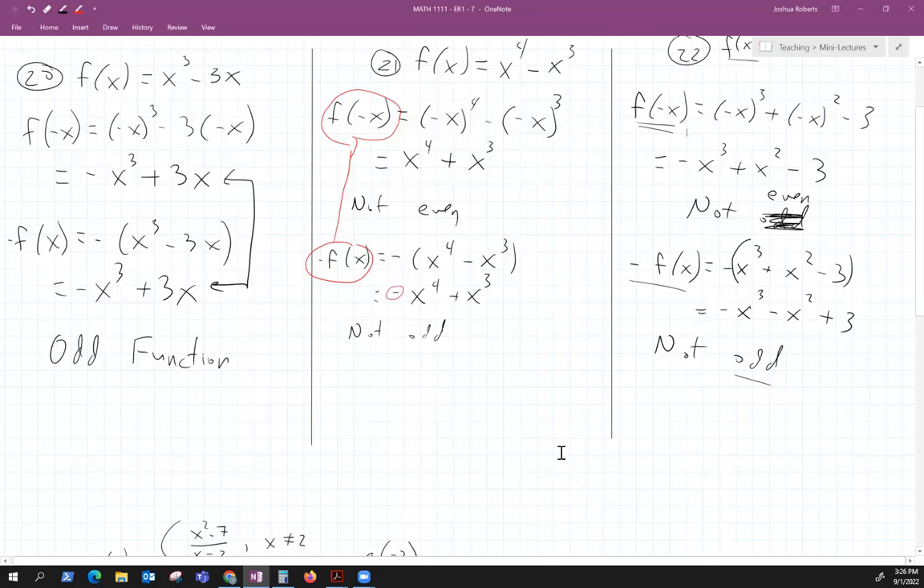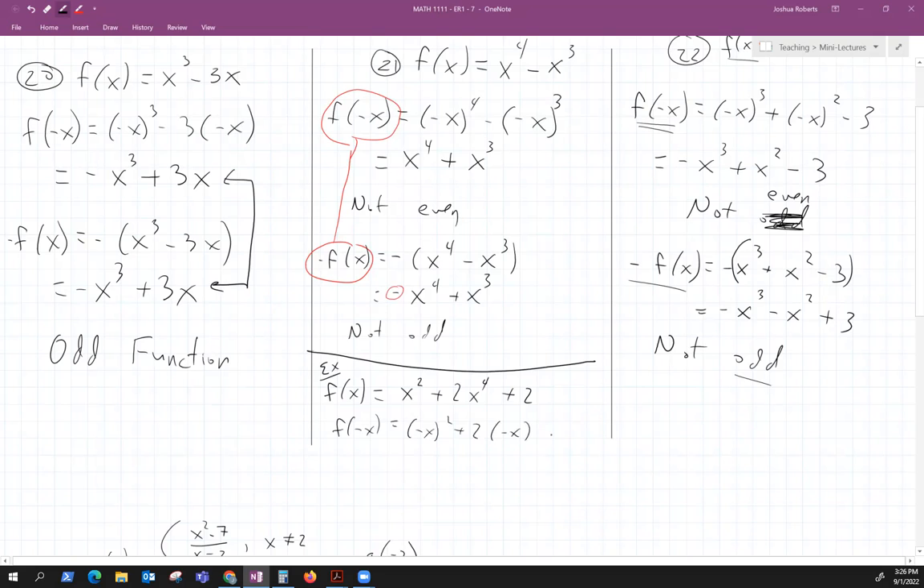Let me stick an extra one in here that will be even, just so you can see how that works. This is an extra example: f of x equals x squared plus 2x to the fourth plus 2. Then f of negative x would be negative x squared plus 2 negative x to the fourth plus 2. But the x's are raised to even powers, so I'm just going to have x squared plus 2x to the fourth plus 2. So this is an even function.